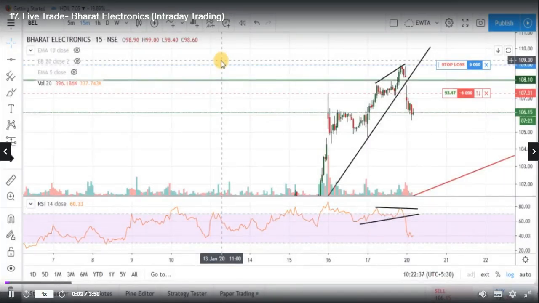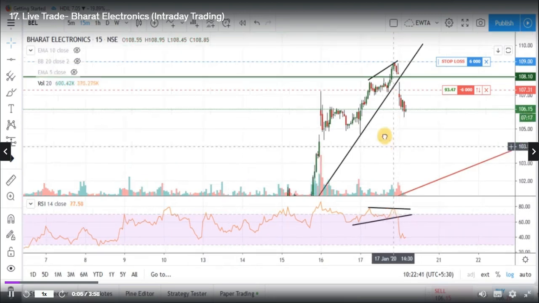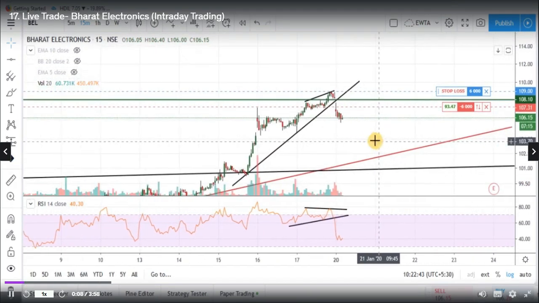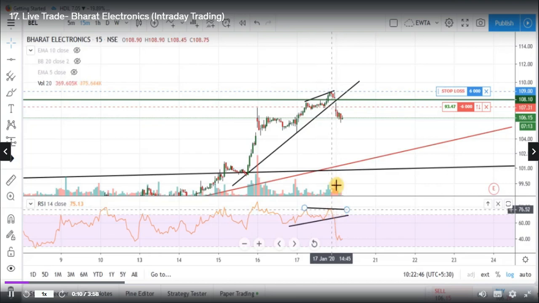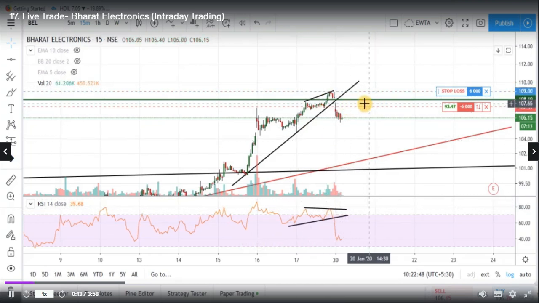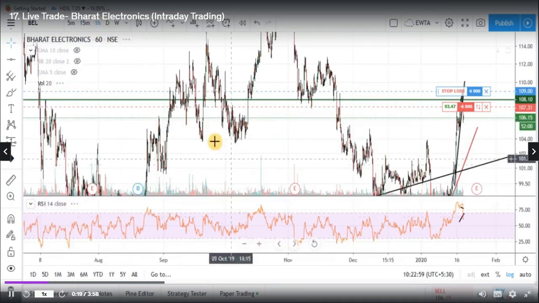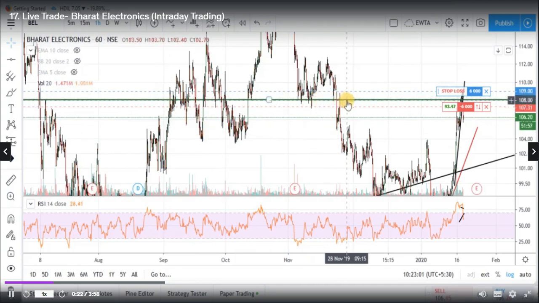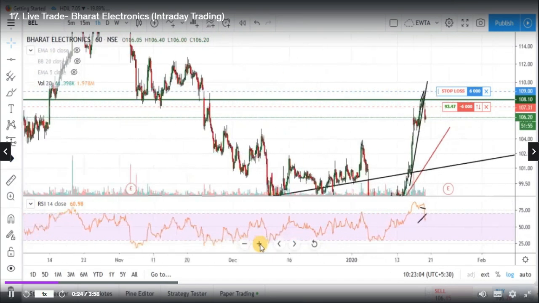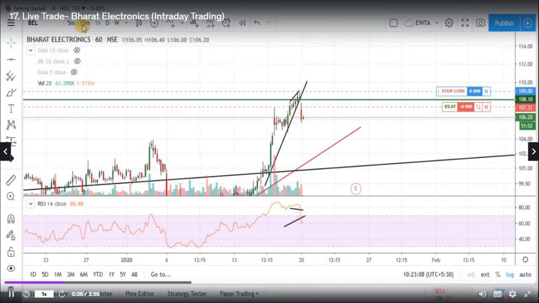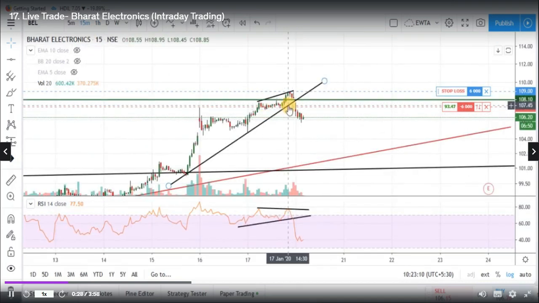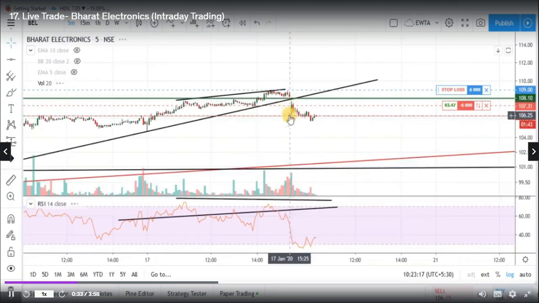Welcome back everyone. This is the 15-minute chart of Bharat Electronics, and you can see on this chart there was a negative divergence in RSI, and this level is acting as a resistance level on the hourly chart. See, on the hourly chart this is the resistance level. So near this resistance level, when there was a negative divergence on the 15-minute chart, my view was bearish for this stock. And today it was a gap down opening.